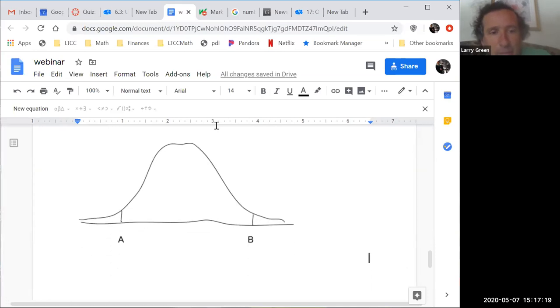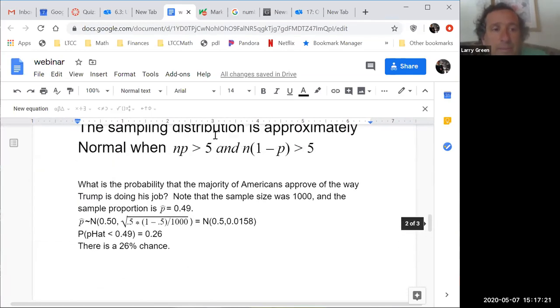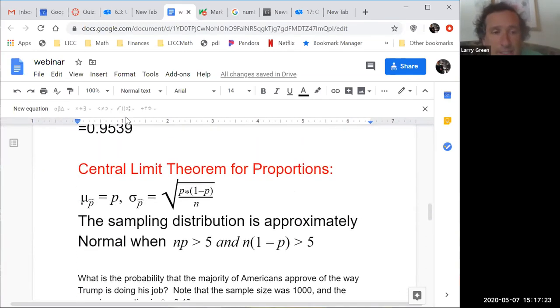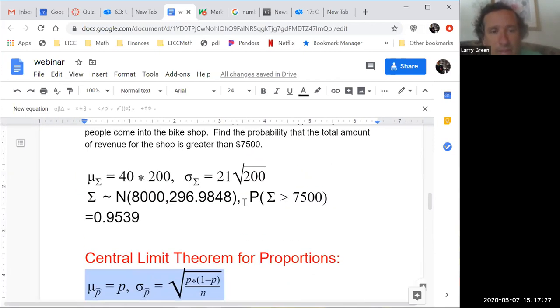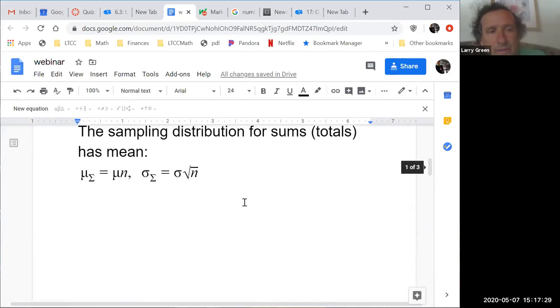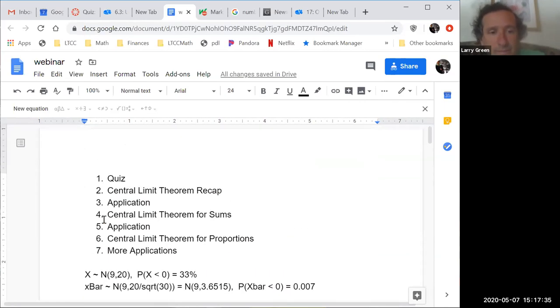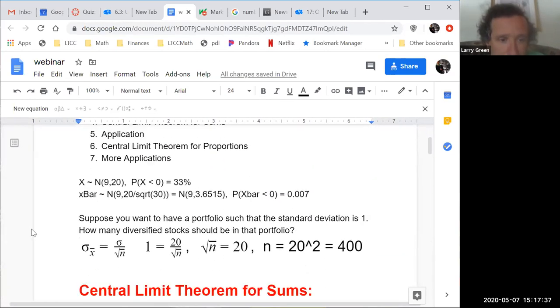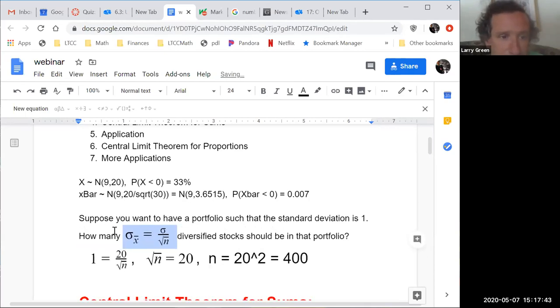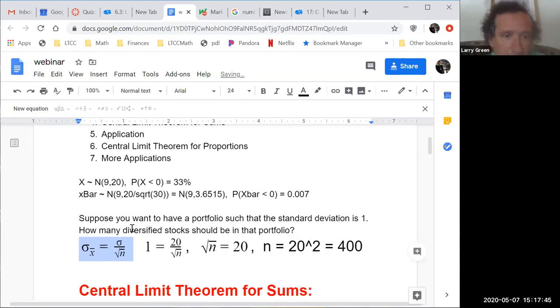So here's our wonderful picture. The mean and standard deviation are found for proportions like that. For sums, that's how you find the mean and standard deviation. And for averages, that's how you find the mean and standard deviation. That's the standard deviation, and the mean was just mu. You remember that?